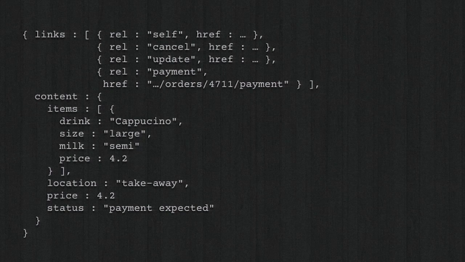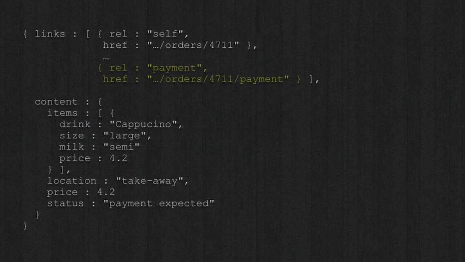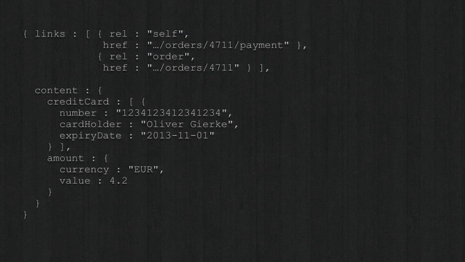So the link is present, I can follow it, which leads me to I trigger the payment. We again find the link. We know that under the rel payment, we do a PUT request to trigger the payment, and we essentially go ahead, find the link, go ahead, and that results in a response like this, saying, okay, here's my famous credit card. For some reason, a lot of people are using these.